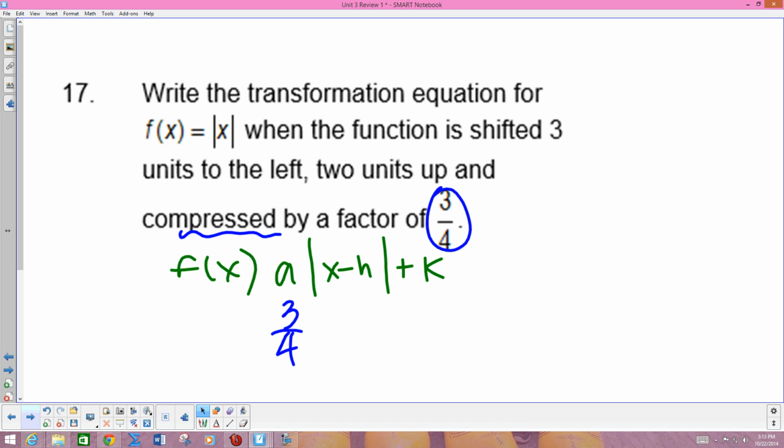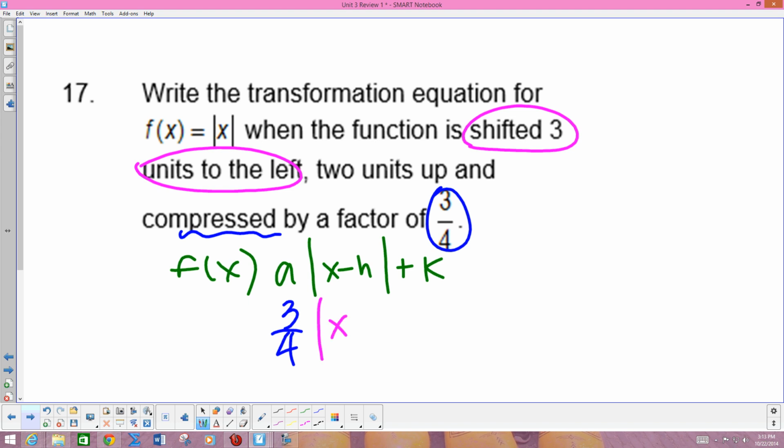Shifted 3 units to the left. So what is that going to be? Absolute value of x, and then what do I put there? Left means negative, but I'm really going to do the opposite, which would be plus 3. And then what? Plus 2. And then it's 2 units up. That's my k, and that's plus 2. And so then I have f of x is equal to that.